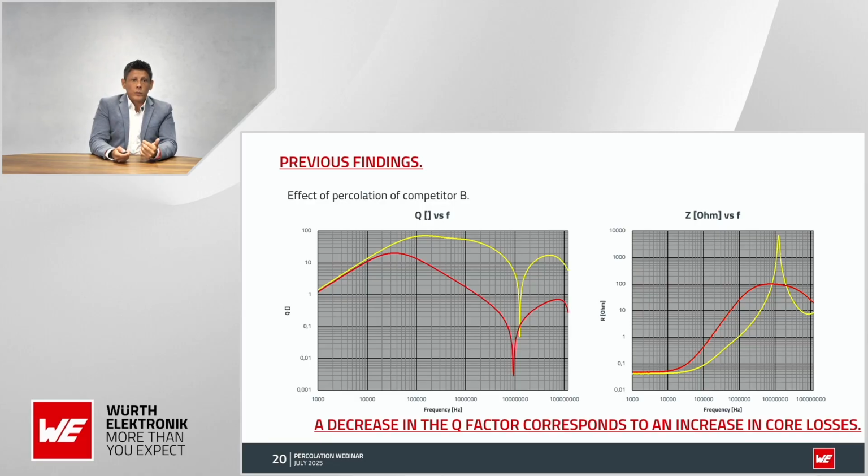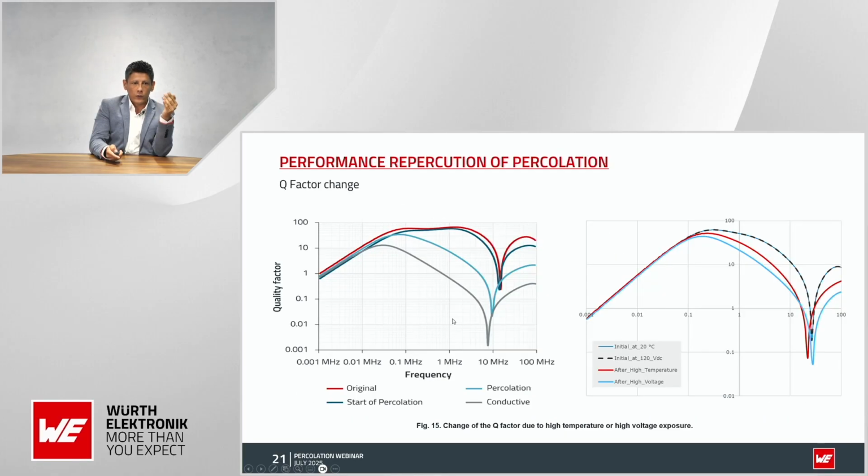In our case, it was because we normally measure this kind of Q value curve before and after AEC-Q. That is how we found it, and you can find those results in the previous application notes. But let us say that a decrease in the Q value means a strong increase in the losses.